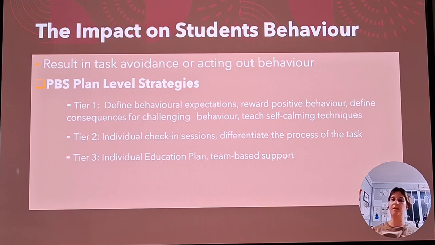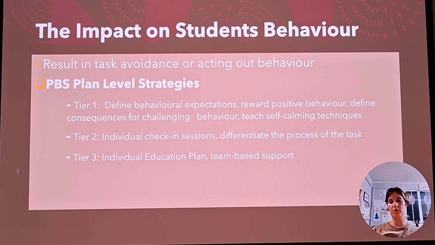And this behavior may be shown as task avoidance, or acting out in frustration, or even acting out due to the pain it causes them. And this is because they lack the fine motor skills to do the writing task. Now, depending on the level of task avoidance or acting out behavior that they exhibit, it may be important to put in place a positive behavioral strategy plan with Tier 1, 2, and 3 behavioral management strategies to help students when doing a writing task.